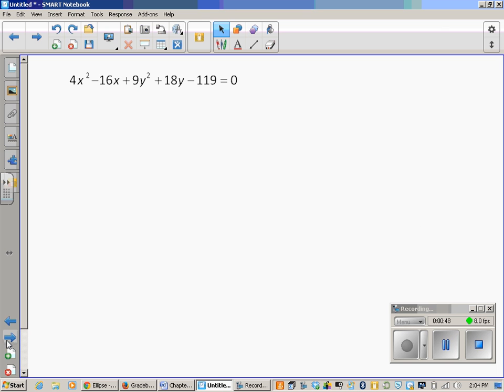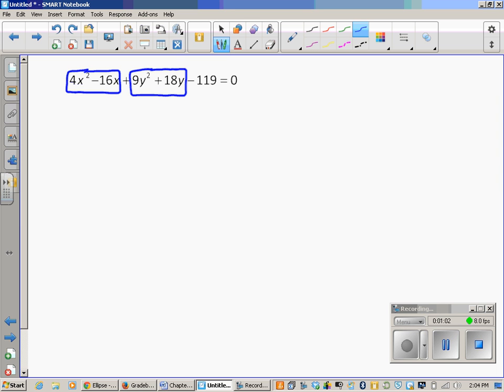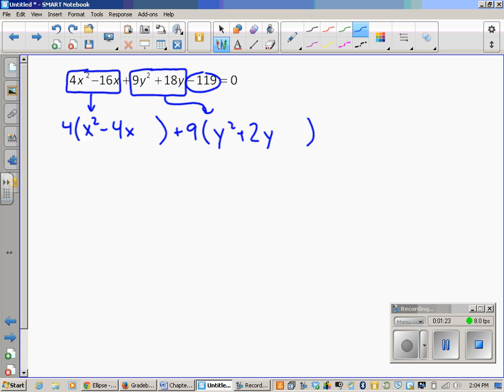I have the equation all set to go here on Smart Notebook, so feel free to follow along and write this down as I do the work. Really what I need to do is split this up. I have 2 terms with x's in them, 2 terms with y's in them, and I have to complete the square for each. So first, I'm going to factor out a 4, and I have 4 times x squared minus 4x. And then with the y's, I can factor out a 9, and I have 9 times y squared plus 2y. I'm leaving some space because I know I'm going to have to complete the square eventually. And this minus 119 does not seem so promising right now, we're going to add that to the other side, and we'll see what happens with that. Hopefully something nice will happen at the end here.